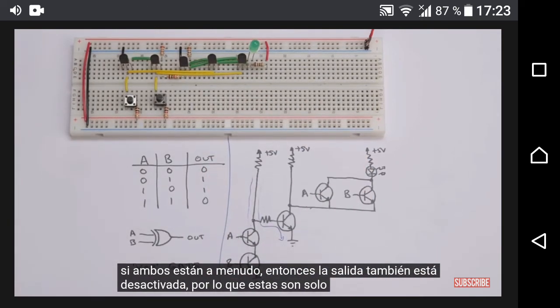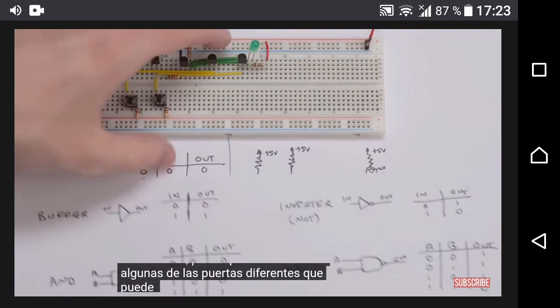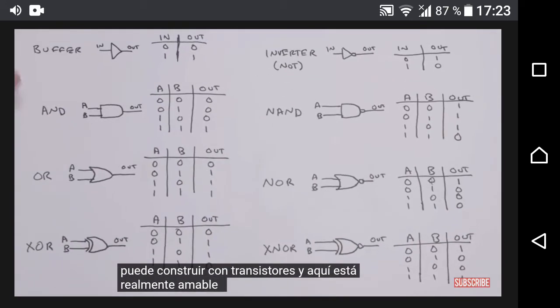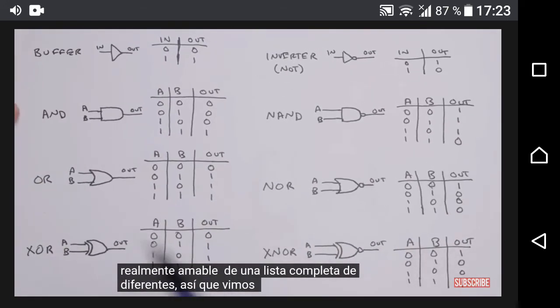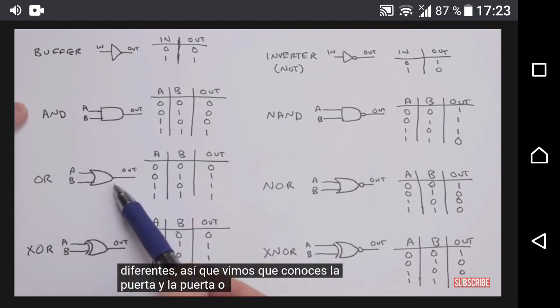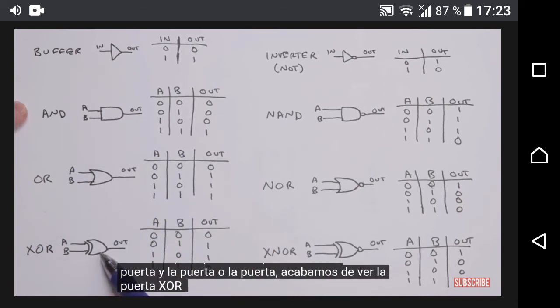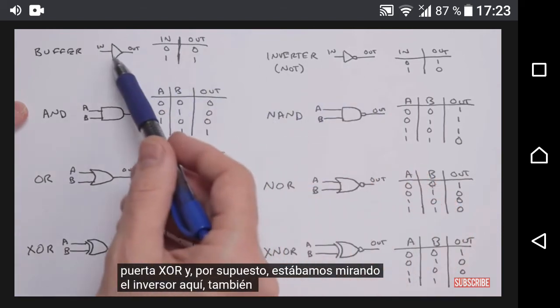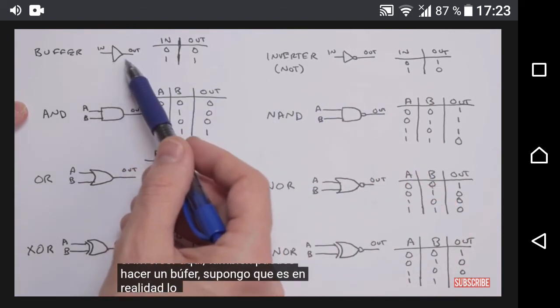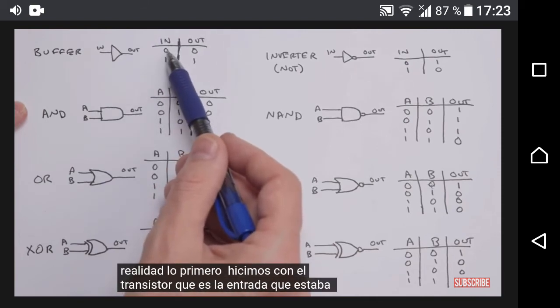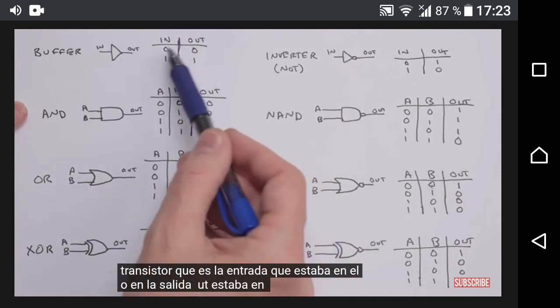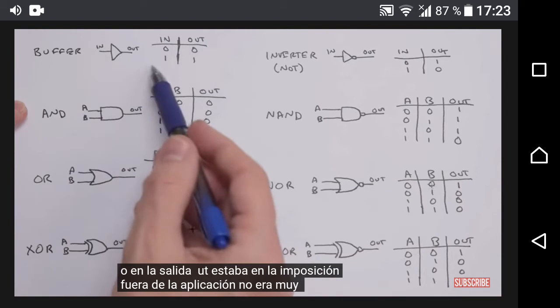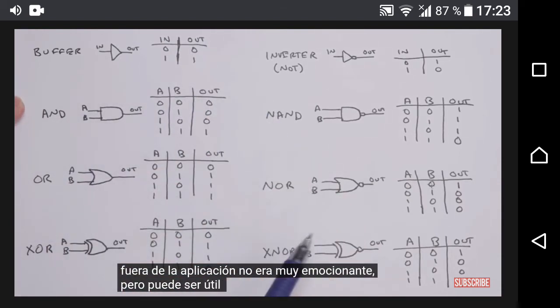And so these are just a couple of the different gates that you can build with transistors, and here's a whole list of different ones. So we saw the AND gate, the OR gate, we just saw the XOR gate, and we're, of course, looking at the inverter here. There's also a buffer. I guess this is actually the first thing we made with the transistor, which is if the input was on, then the output was on, the input was off, the output was off. Not very exciting, but it can be useful.